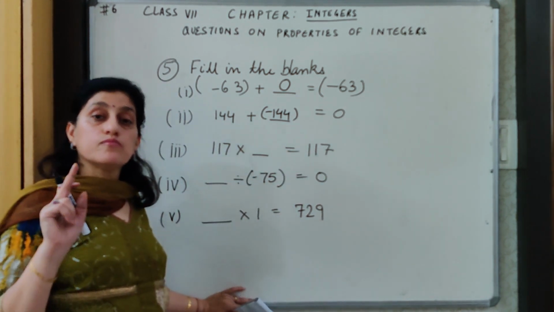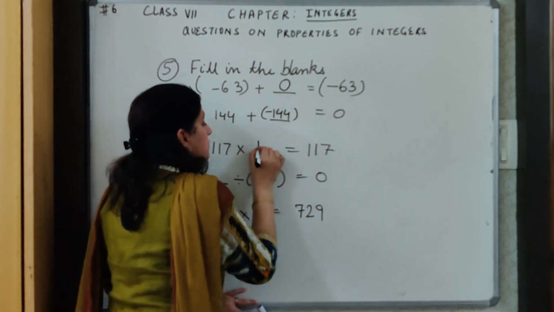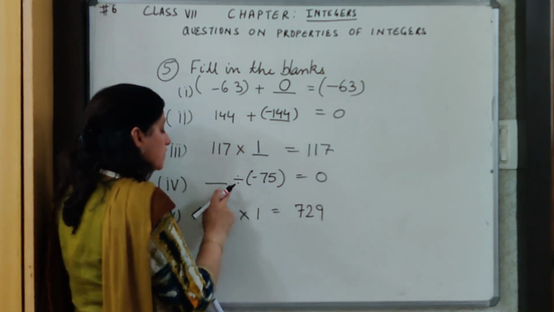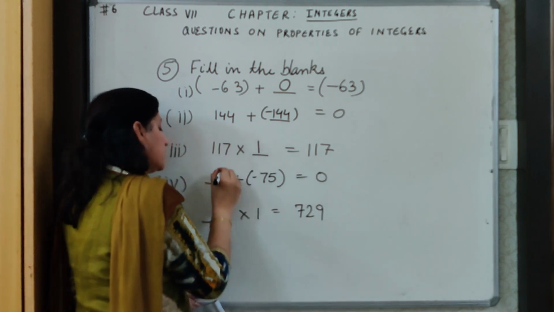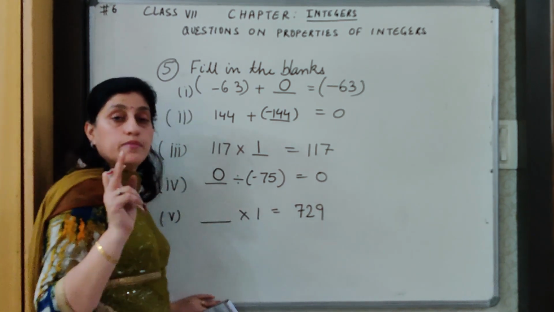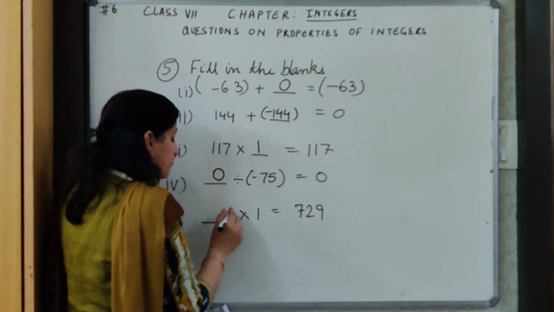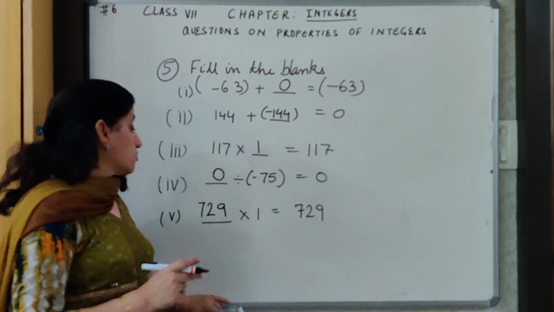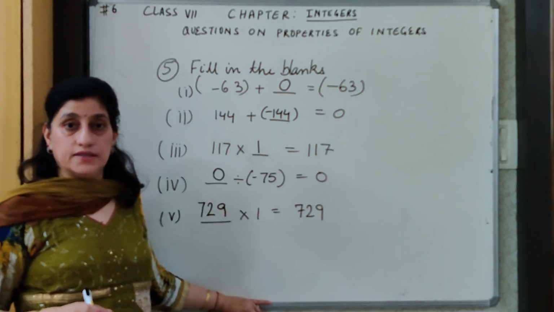Next, 117 multiplied by what should give 117? Here we will use the multiplicative identity which says that when any number is multiplied with 1, we get the same number. Then 0 divided by anything is 0. So here I am going to put a 0. And the last one is again multiplicative identity. What number should be multiplied with 1 to give you 729? That is 729. So we have used the concept of multiplicative identity.